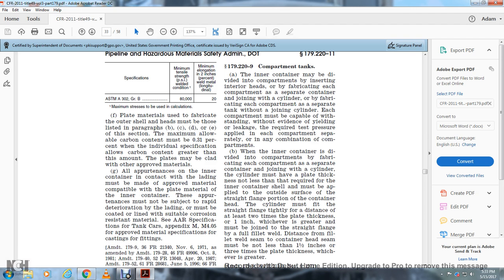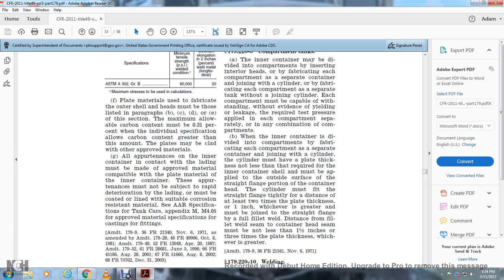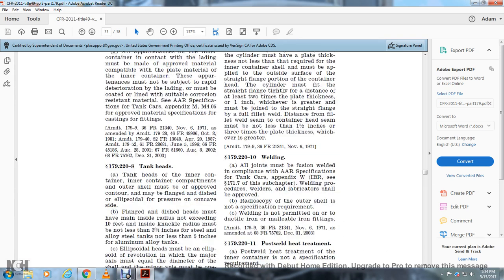All parts of the inner container in contact with the lading must be made of material compatible with the plate material. The inner container must not be subject to rapid deterioration. The lading must be contained with a suitable corrosion resistant material. See Appendix A of the AAR Specifications for Tank Cars, M4.05, for approved material specifications for castings and fittings.